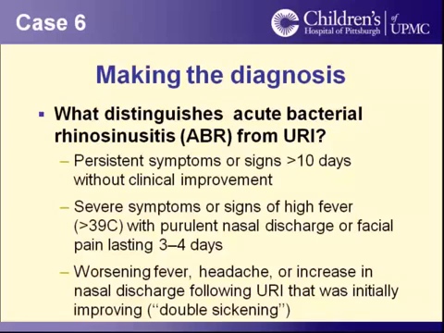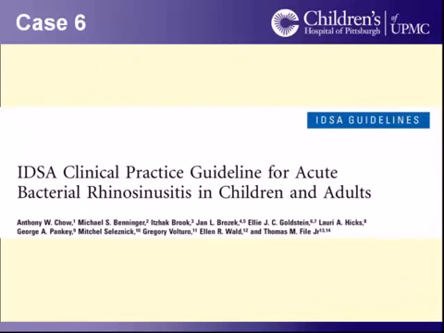And then finally, when you have a child with an initial URI for 5 or 6 days that was initially improving and then develops worsening fever, headache, increasing nasal discharge, similar to the second category, what some folks have described as double sickening, that is a very concerning scenario for the development of acute bacterial rhinosinusitis, and I think makes a clinical diagnosis. Once again, we're able to rely on a guideline.